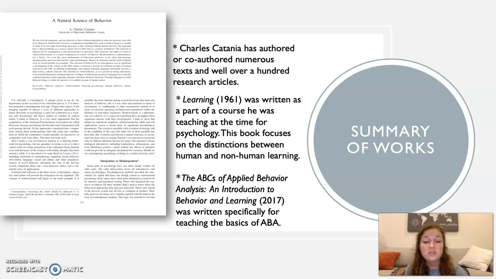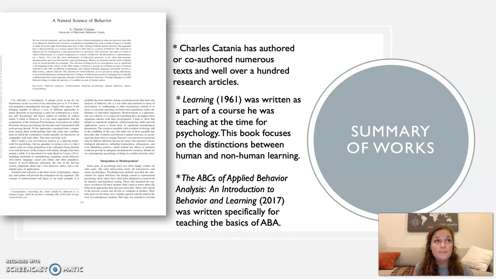His textbook Learning, 1961, was written as a part of a course he was teaching at the time for psychology. It focuses on the distinctions between human and non-human learning. So what does it look like for a human to learn versus what does it look like for an animal to learn? What are the differences and what are the similarities in that?